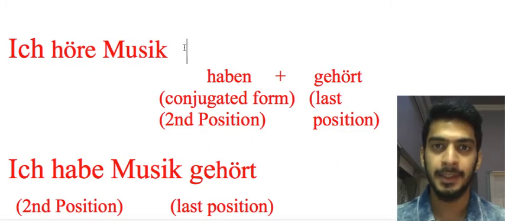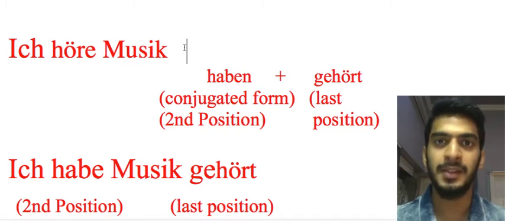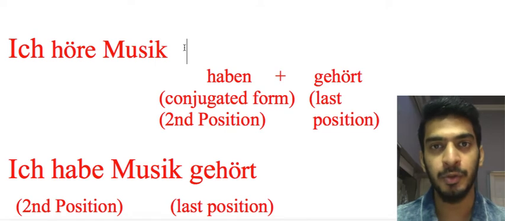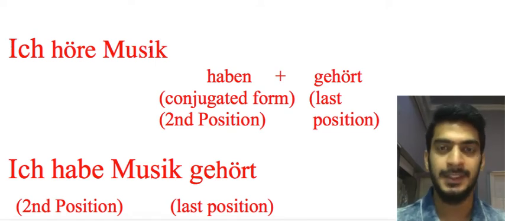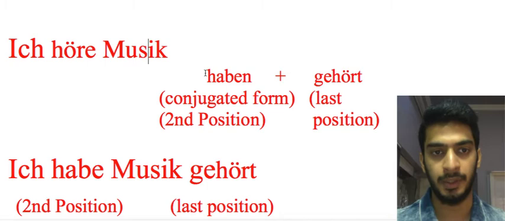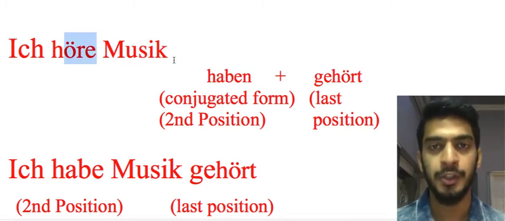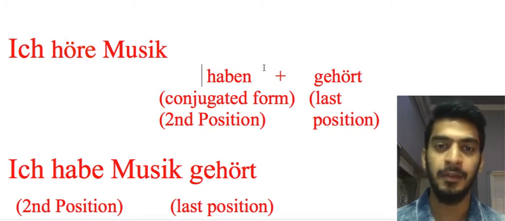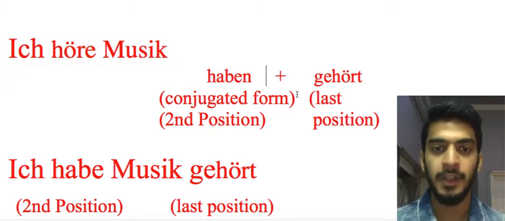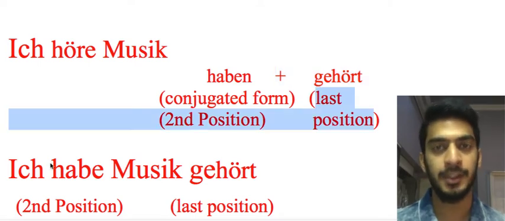Through these sentences, you guys can easily understand what all changes we have to implement to make a simple present tense sentence into perfect tense. The sentence says, Ich höre Musik. The sentence is in present tense. I hear music. As we all know, hören is the verb which contains no movement or change of place. So in this case, we have to use the haben form. We have to conjugate the haben form at the second position. We have to write the perfect form always at the last position.